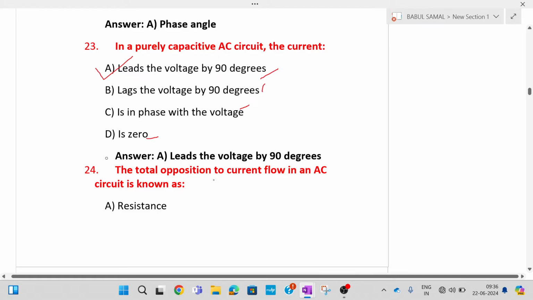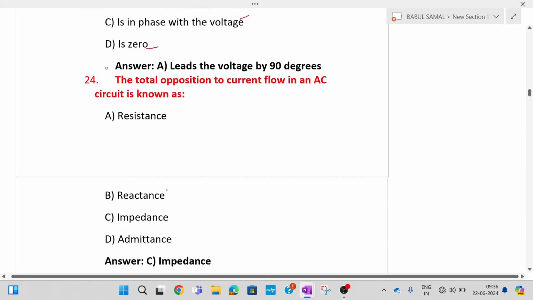Next question. The total opposition to current flow in an AC circuit is known as impedance. The question is: the total opposition to the current flow in an AC circuit is known as impedance. Option C will be correct.